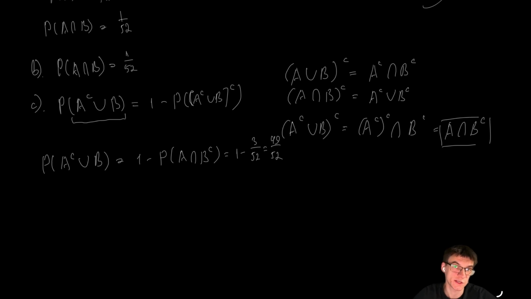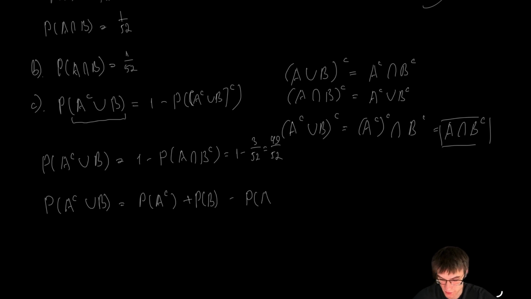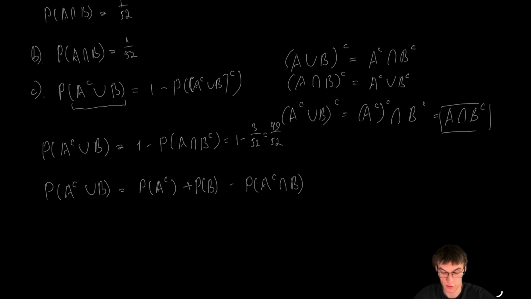There is, of course, a second way of solving that. We can just try to find the probability of A complementary union B as the probability of A complementary plus the probability of B. In the same manner, subtract their intersection and perform some computations here, and you will eventually arrive at the same result. You can try this by yourself.